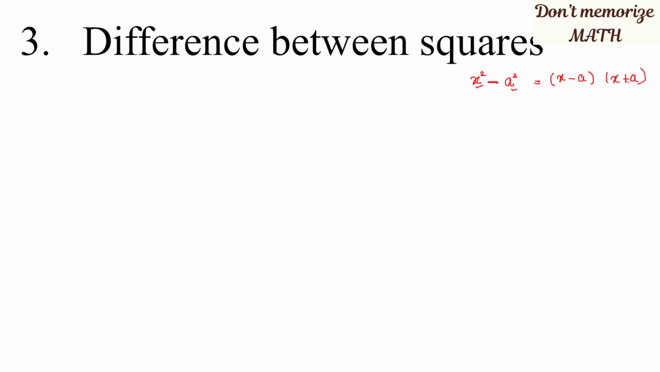This is difference between squares. If we have a difference, that means minus, between squares, you can factorize it directly. If you want, you can multiply and check. When you multiply these two, you will get the same. Let's discuss some questions. I am not discussing so many questions. I will be discussing three types from difference between squares.